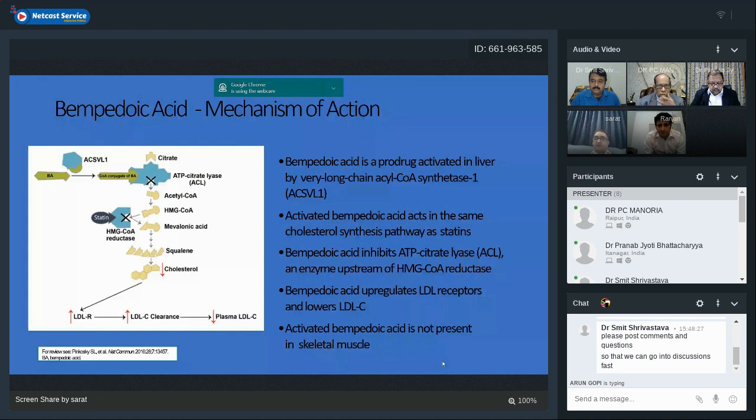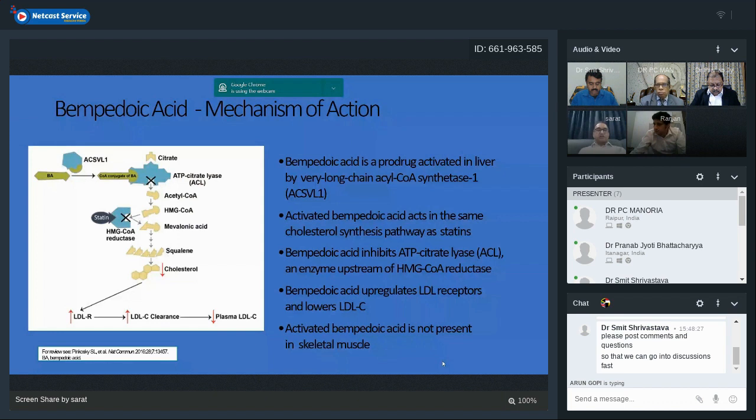and peculiarly, the drug doesn't have any role in skeletal muscles. Therefore, it is expected that bempedoic acid will not have the muscle symptoms with which statins are associated, which in the least cases may be a nuisance, and in the worst cases can be rhabdomyolysis. So, bempedoic acid, from that angle, is far safer than statins.